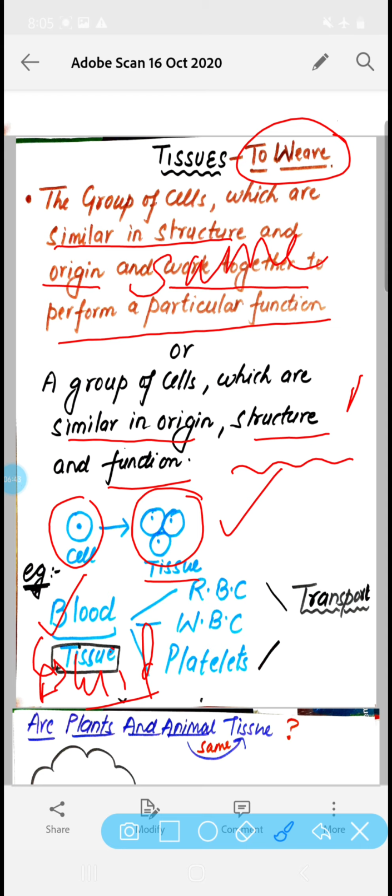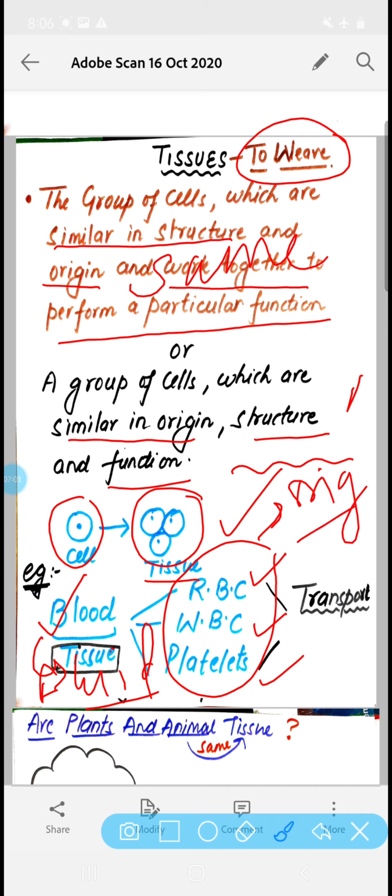Now this tissue, blood, is made up of different kinds of cells. We are all familiar that blood is made up of red blood cells, white blood cells and platelets. So what is common in all these three? First of all, their origin is the same. They all originate in the bone marrow. Bone marrow is the part of our longer bones where these kinds of blood cells are formed.